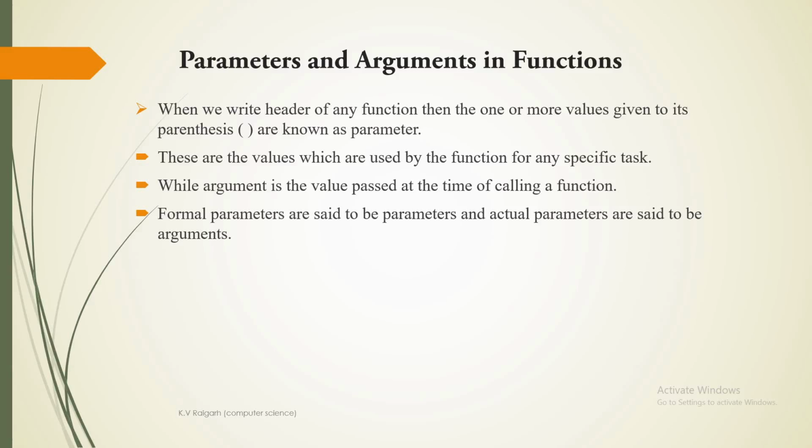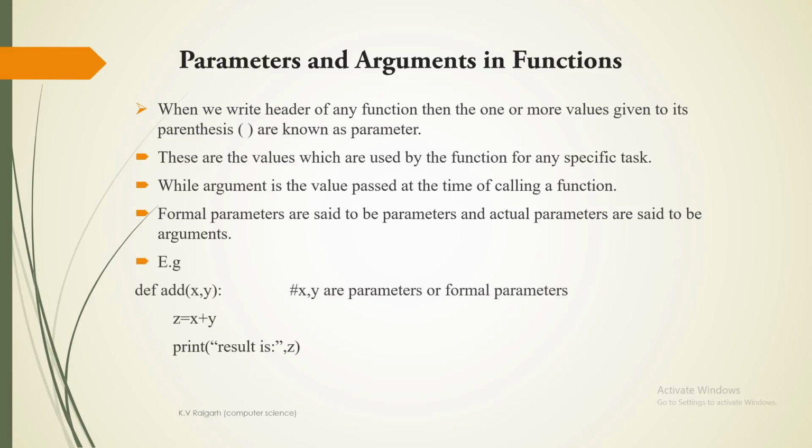While an argument is the value passed at the time of calling a function. So what is an argument? An argument is any value, variable or expression that we pass at the time of calling a function. So it may be one argument, two arguments, three arguments, it depends upon your need and your function. So what do we call parameter and argument? We also call parameter a formal parameter and argument an actual parameter. So don't get confused, you can also simply call them parameter and argument.